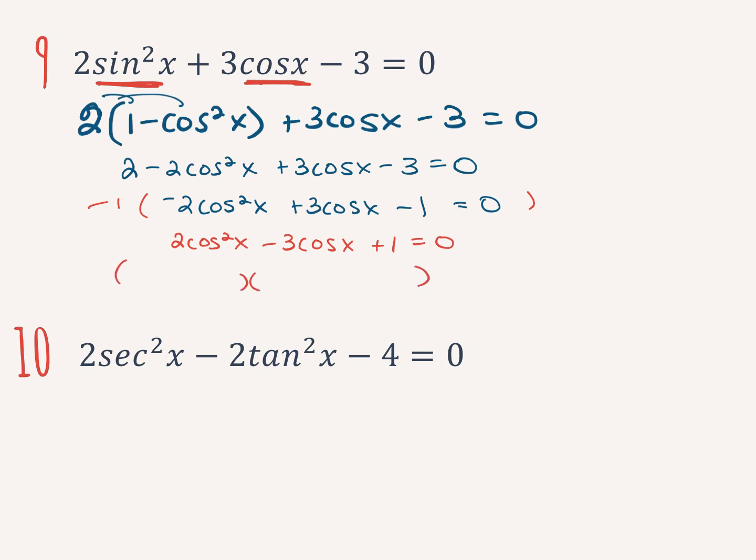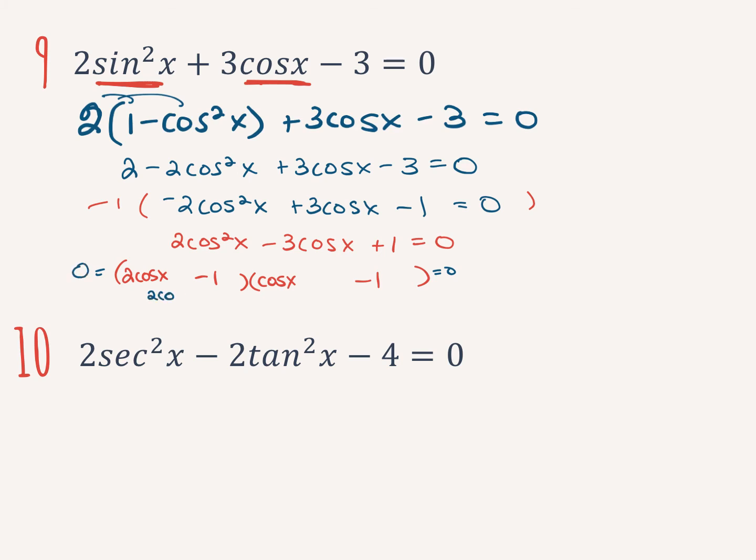I can do the factors of 2 cosine squared x, which would be 2 cosine of x and cosine of x. And then factors of 1 again, this should look familiar, which are negative 1 and negative 1, or positive 1 and positive 1. The positive's never going to get me that negative in the middle, so it's negative. Check it. Outer 2 would be negative 2 cosine, inner 2 would be negative cosine, and that's negative 3. Now split and solve it.